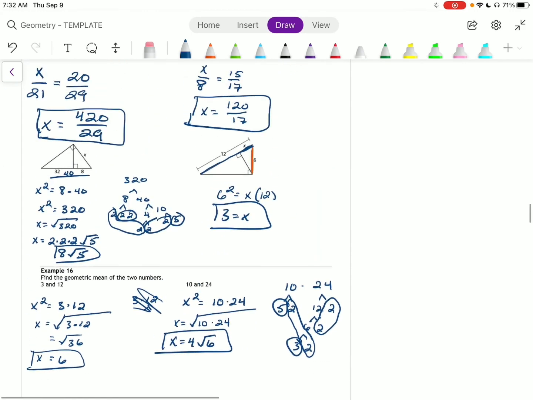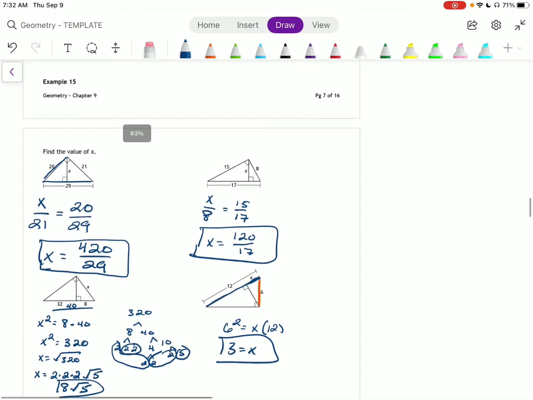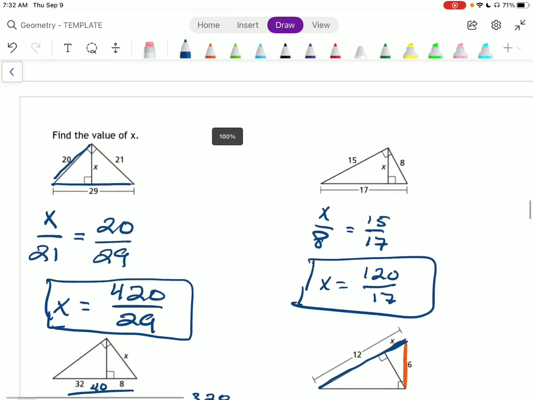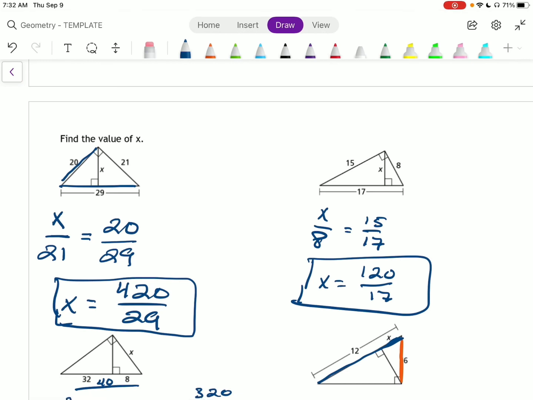Cool. I think the hardest problems are going to be the ones that look a little bit more like these, or like these two right here. So make sure that you have those written in your notes somewhere.